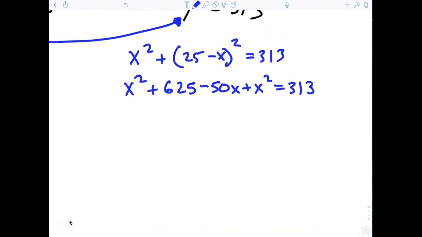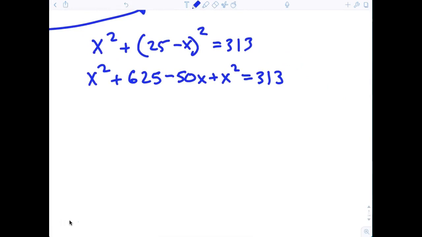Anybody have any issues with that? 25 times 25. Right? You're squaring the binomial. And the middle term, like I said, the middle term is always 25 times negative x times 2. That's what that was.